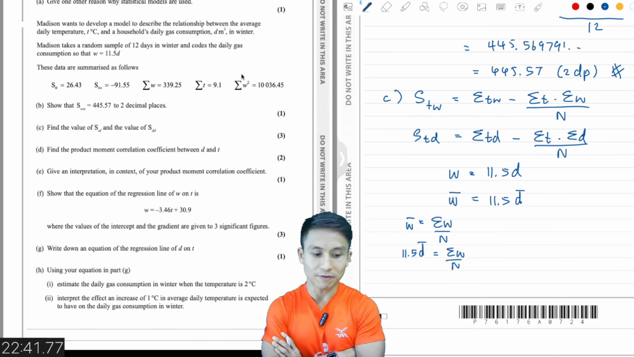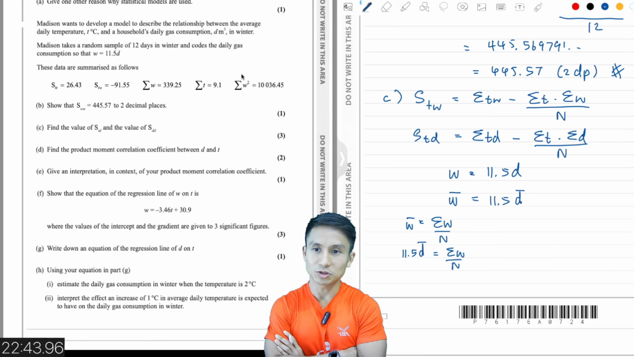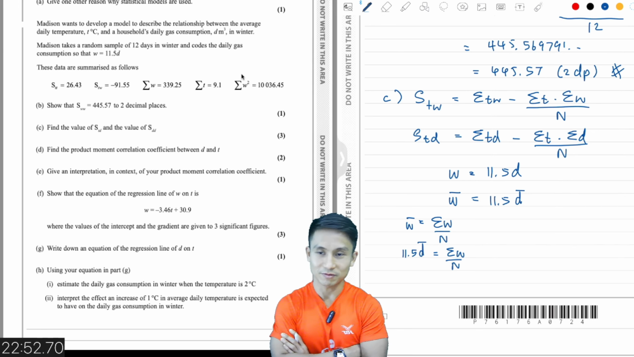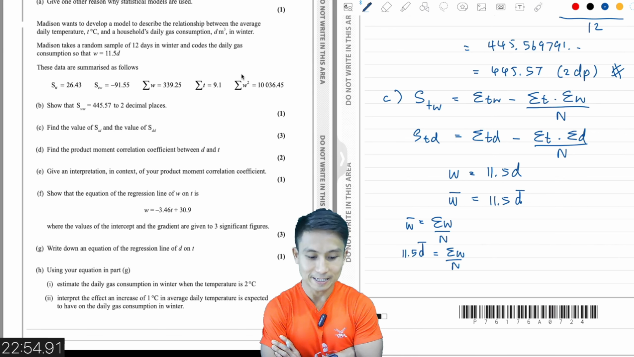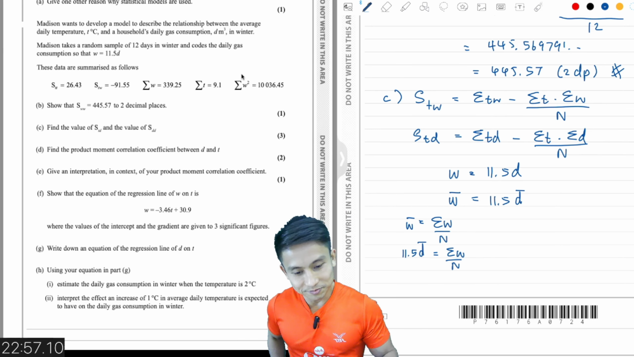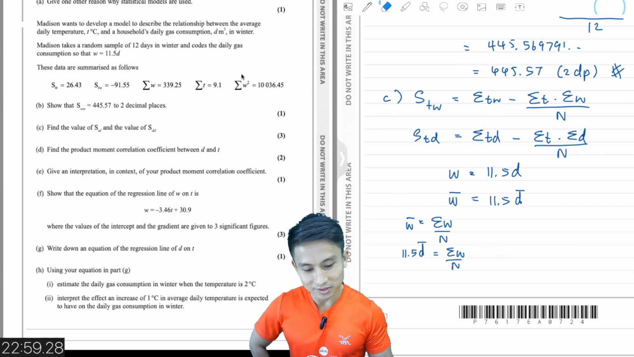Yeah, I think it would just affect the whole thing by just, you know, the STW divided by 11.5. I think it's going to be that. But, you know, to prove it, it's going to take a while.